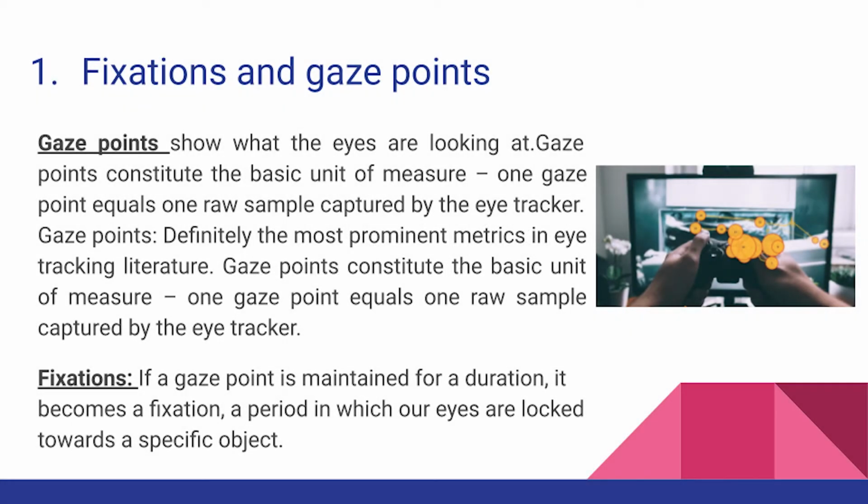Here are 10 of the most common eye tracking metrics. Number 1. Fixations and gaze points. Gaze points show what the eyes are looking at. Gaze points constitute the basic units of measure. One gaze point equals one raw sample captured by the eye tracker. Gaze points are definitely the most prominent metrics in the eye tracking literature.